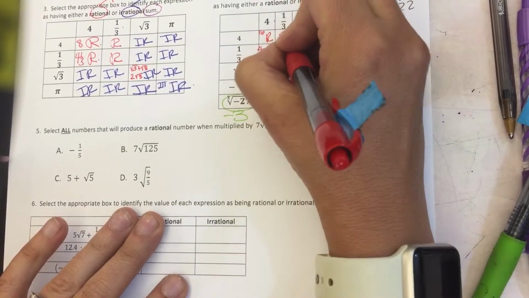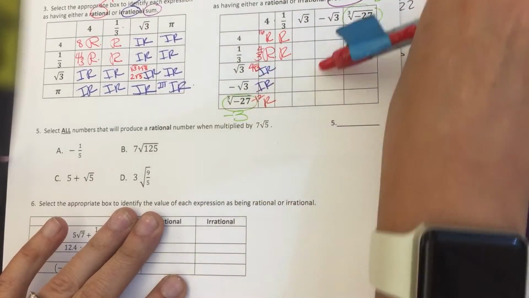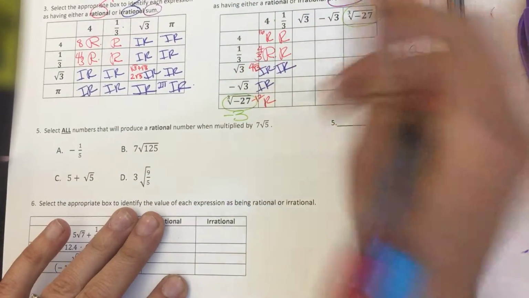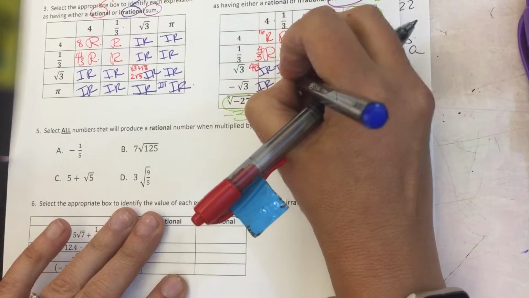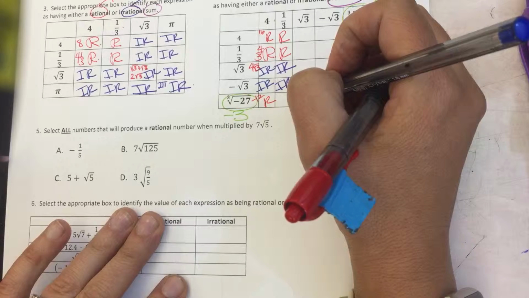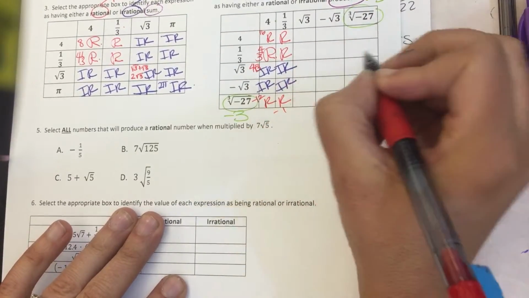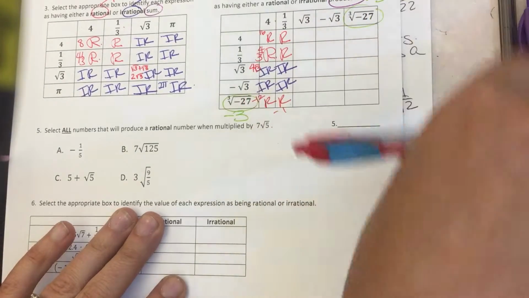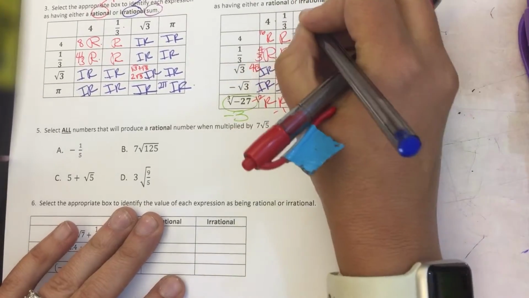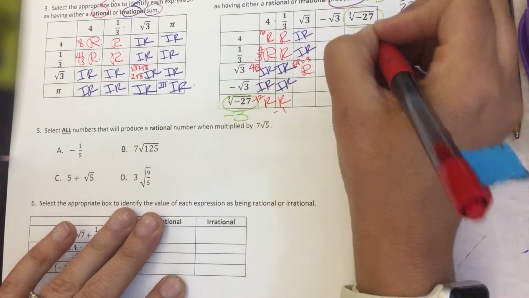This would be 4 over 3. This would be 1 over 9. This would be root 3 over 3, irrational. This would be -root 3 over 3, so that would be irrational. This would be 1/3 times -3, which would be -1, that is rational. Root 3 times 4 is irrational. Root 3 times root 3 is root 9. Root 9 is 3, so that is rational.